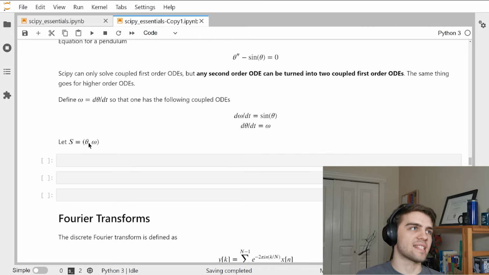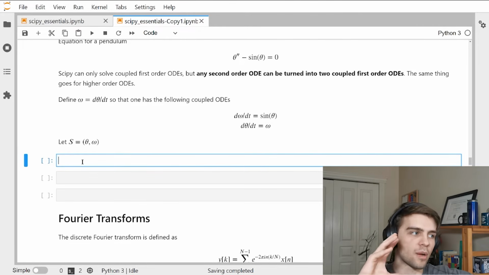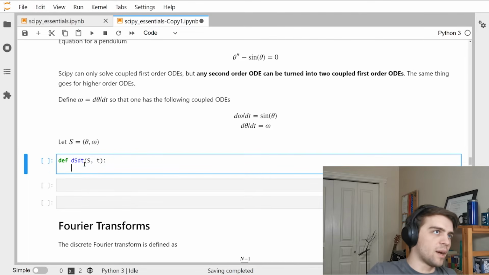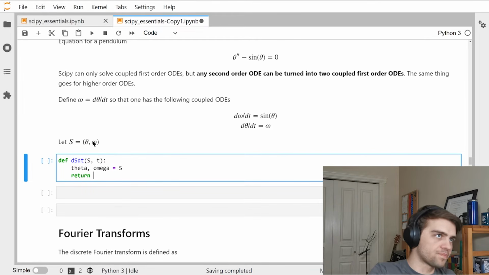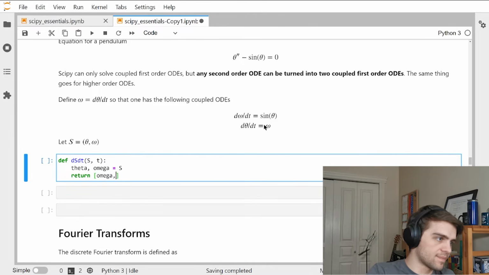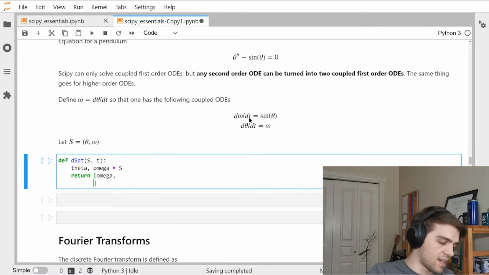And now here I'm going to let s equal theta omega. Remember, s is that vector. I always will talk about s when I talk about these systems. So def dS/dt takes an s and t. Now in this case, s is theta omega, so I go theta, omega is equal to s, and now I need to return. Well, the first component of s is theta, so I know d theta/dt is just equal to omega. And the second variable in s is omega. I know that d omega/dt is equal to sine theta.